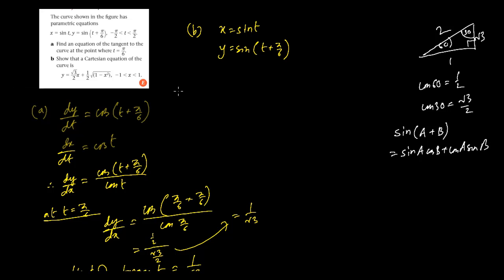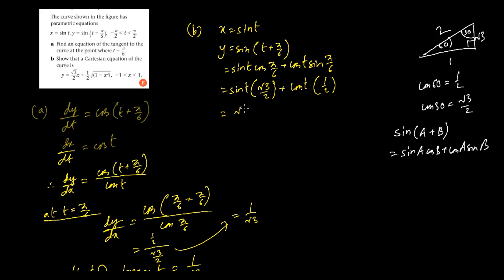So we can just write sine t cos pi by 6 plus cos t sine pi by 6. So cos pi by 6 means cos 30 degrees, adjacent by hypotenuse, so this would be square root of 3 by 2, plus cos t sine pi by 6. Sine pi by 6 means sine 30 degrees, which is opposite by hypotenuse, which means half. So sine t is the same as x, so we can write root 3 by 2 x, because sine t equals x, plus half.